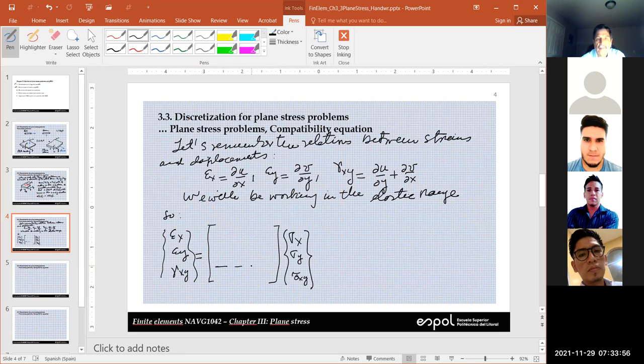Remember that we separate normal from shear. This is 0, this is 0. So these are related to that, and this is related to that. Here we have 1 over E, here we have minus nu over E. This is symmetric, and this is 1 over E. Here, it's 1 over G.